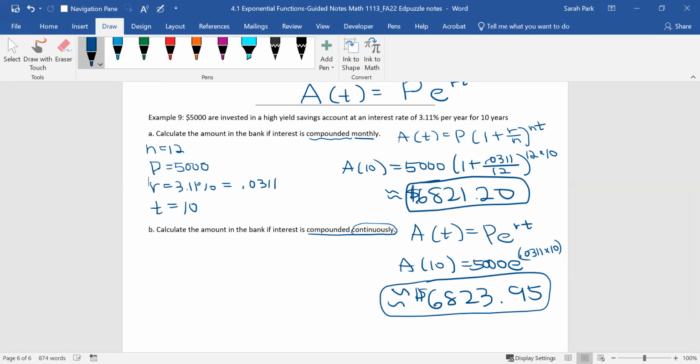Okay, so that's it for exponential functions. Okay, I hope you found this helpful. Of course, you can reach out to me or your professors if you have questions on this section.